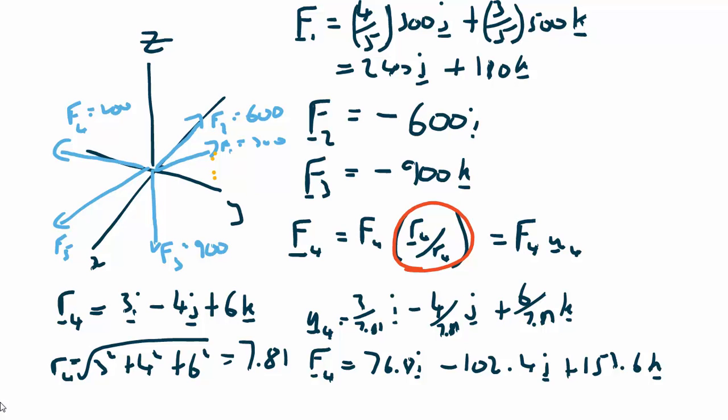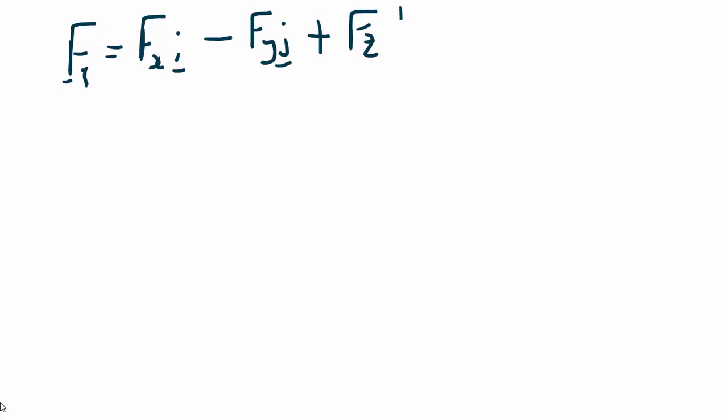We also know that F5, if I go onto a new sheet, F5, when you look at the diagram, has an X component, it has a negative Y component, the way they've drawn it, and if we assume it's negative to start with, if it comes out as positive, then we just switch the sign around, and it's got a positive Z component.